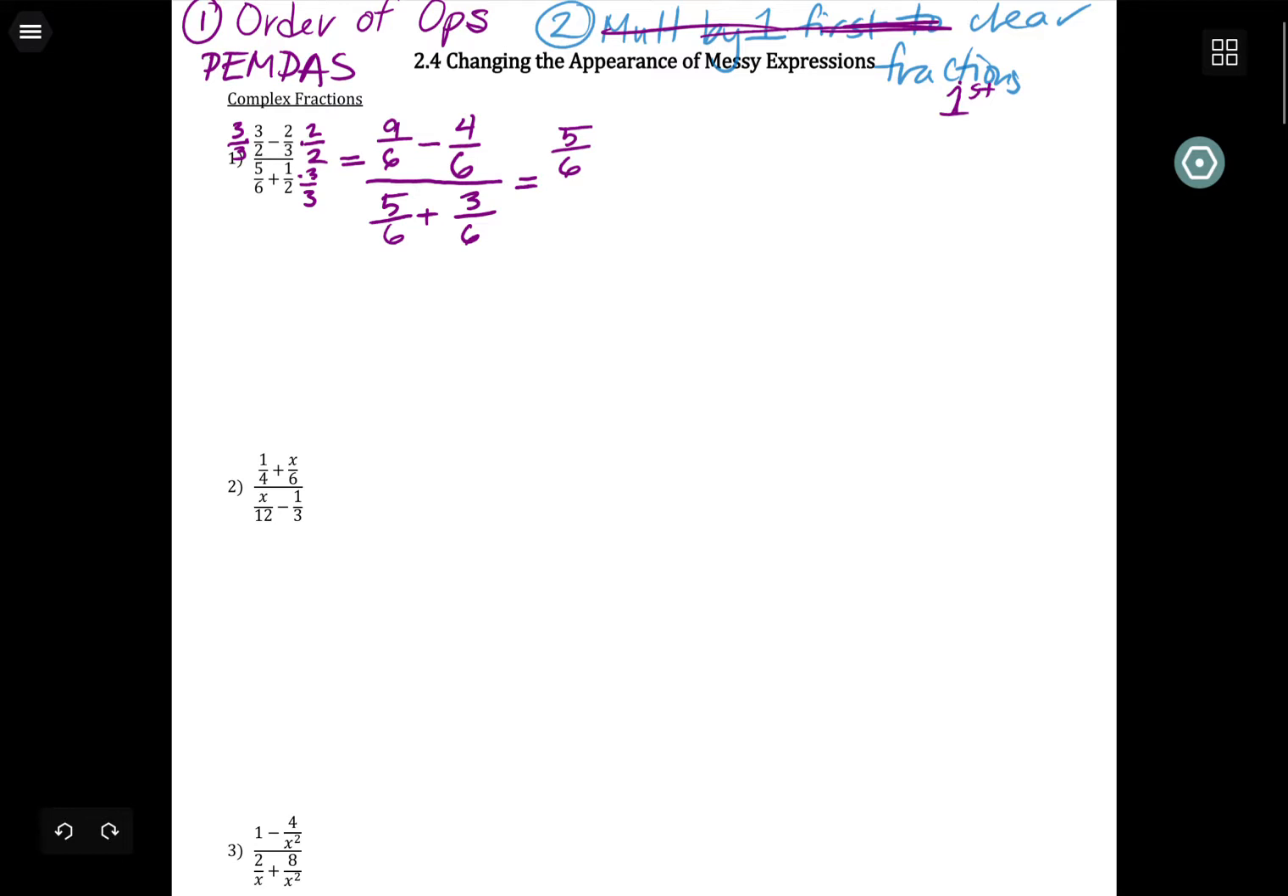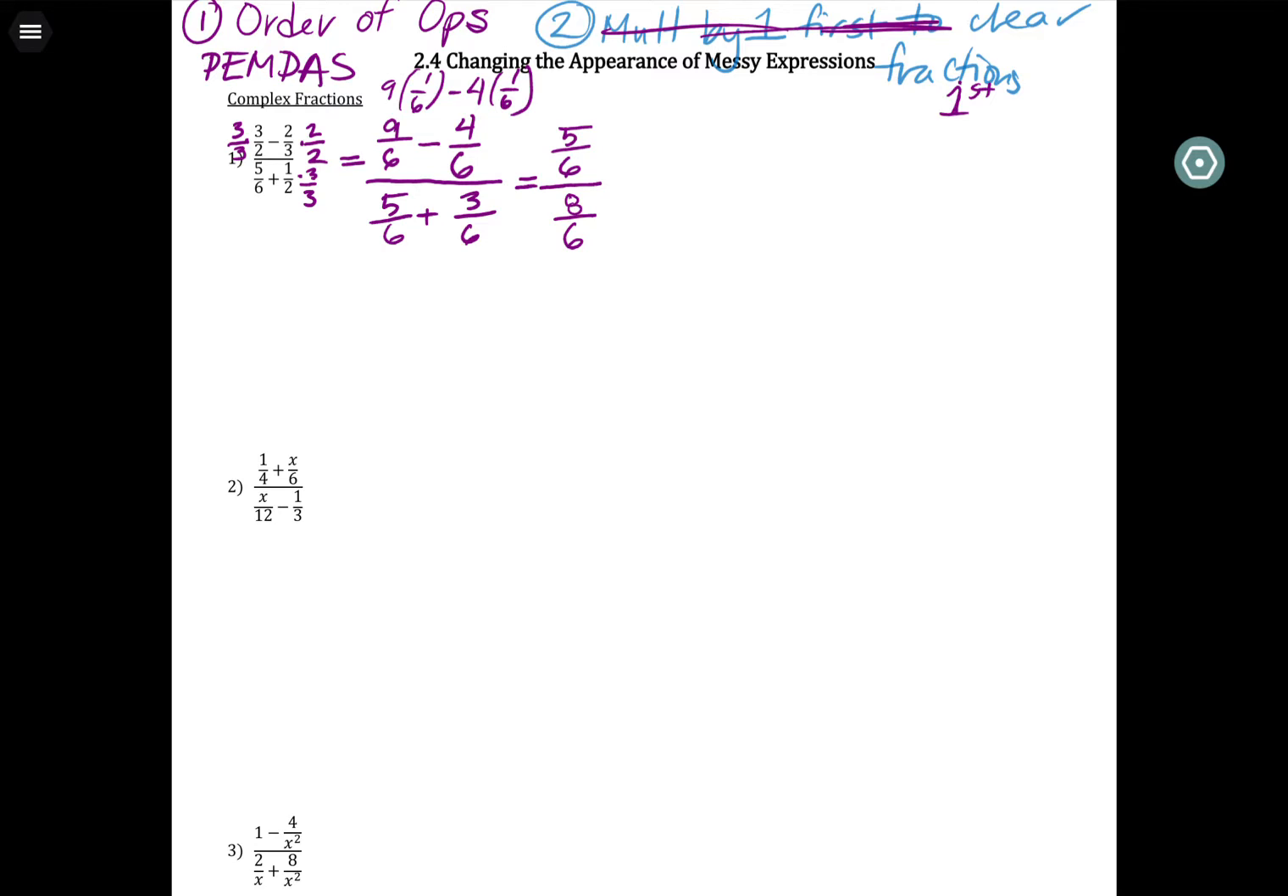And again, it is that idea of, think of it like this. I have 9 1/6, and I'm taking away 4 1/6, which leaves me with 5 of them. On the bottom, I have 5 of them, and I'm adding 3, so I'm going to get 8 sixths. Okay, so now everything in this problem is division.